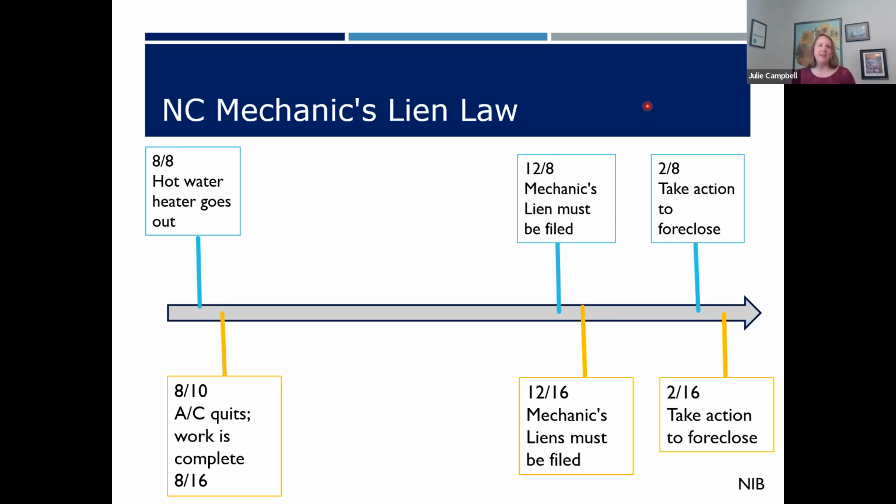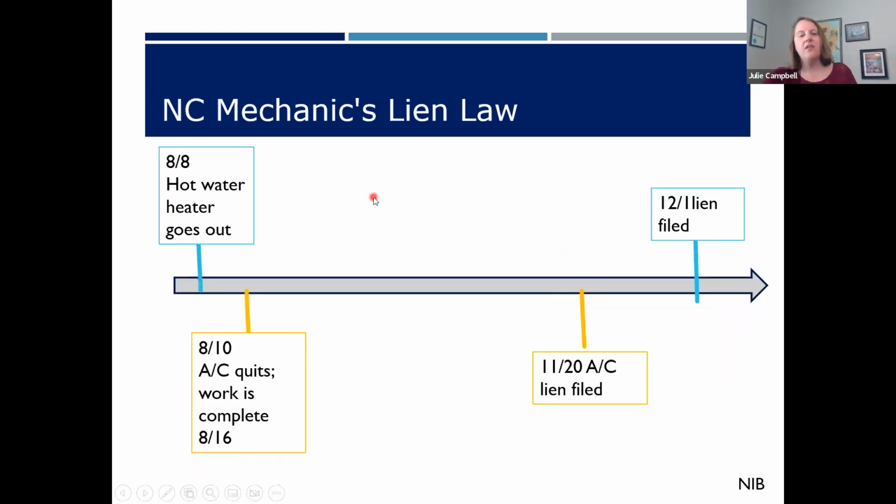He has 120 days from when the work ended to file the lien. So that takes us up to December 16th. He has 180 days from when the work ended to bring foreclosure. The work began on the 10th. It ended on the 16th. You don't pay either one of these guys. Shame on you, by the way. You now have hot water and AC. Pay him. So you don't pay either one of these guys.